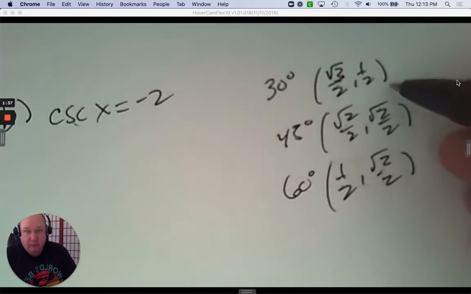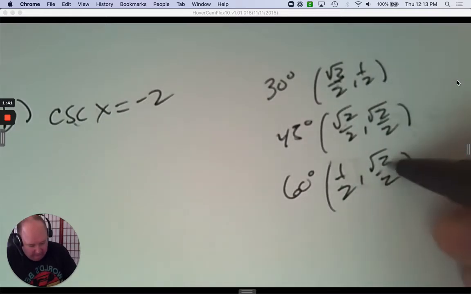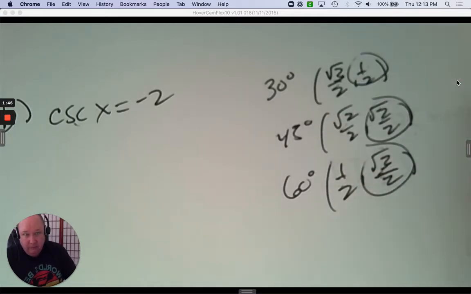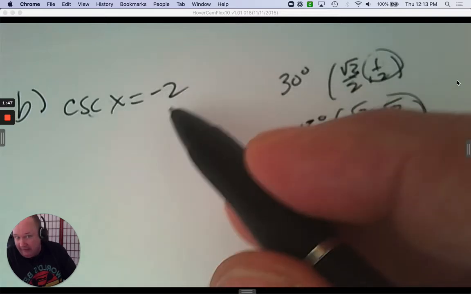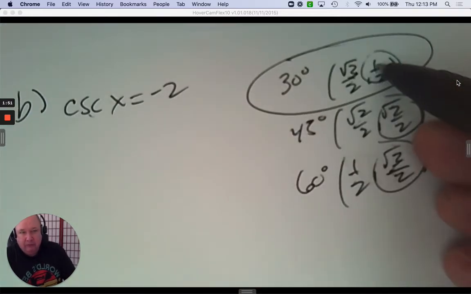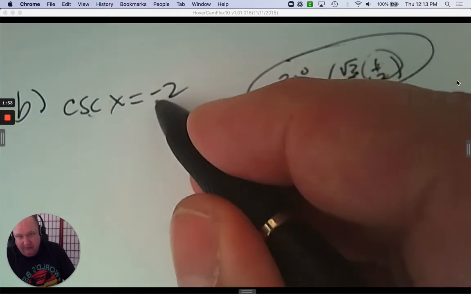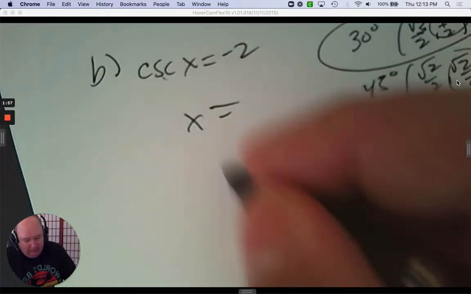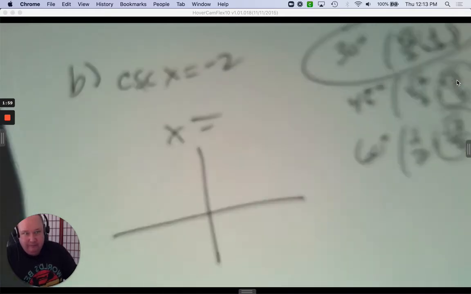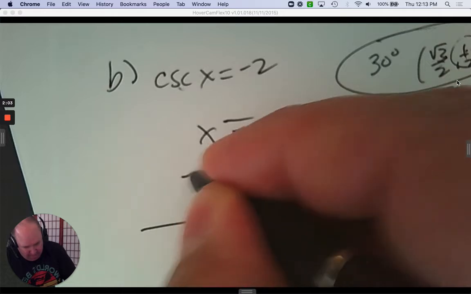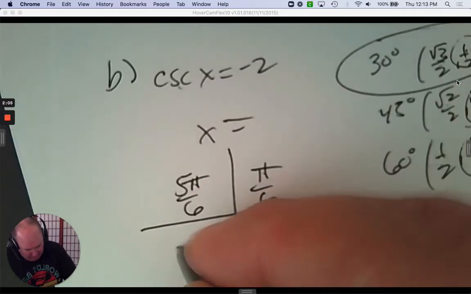Cosecant is the reciprocal of sine. That's just the y-coordinate. So if I look at these y-coordinates and do the reciprocal, which one gives you the answer, 2 or -2? So this is what we're looking for. The reciprocal of 1/2 is 2. It's negative because of the quadrant it's in. So our next step is, okay, I know this. So 30 degrees is pi over 6. So these are the angles in the quadrants.